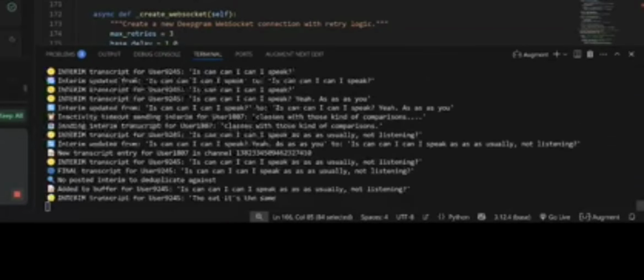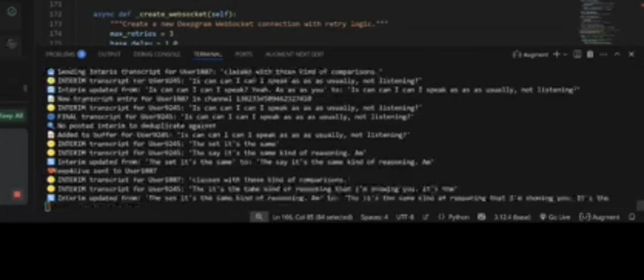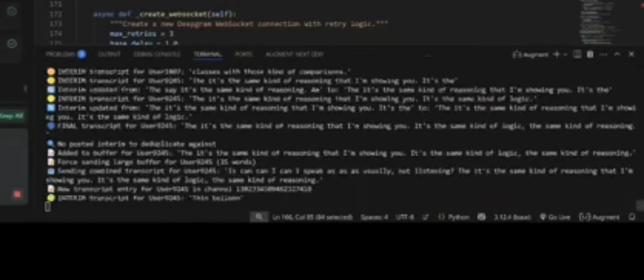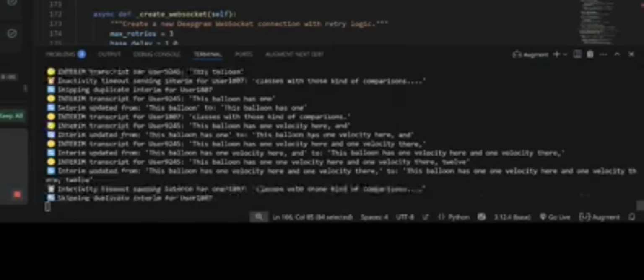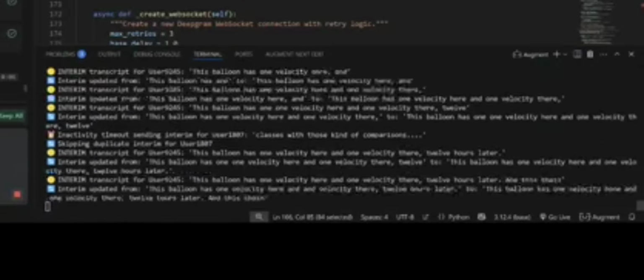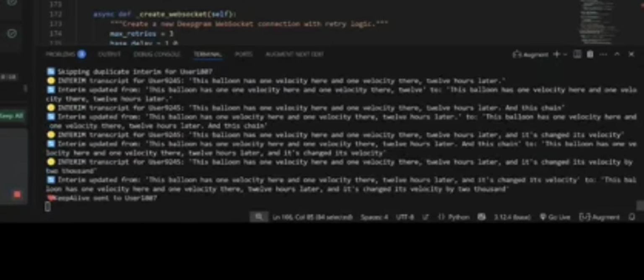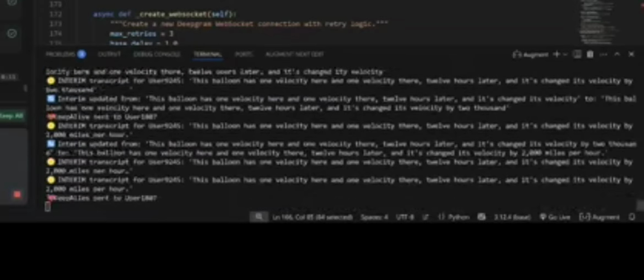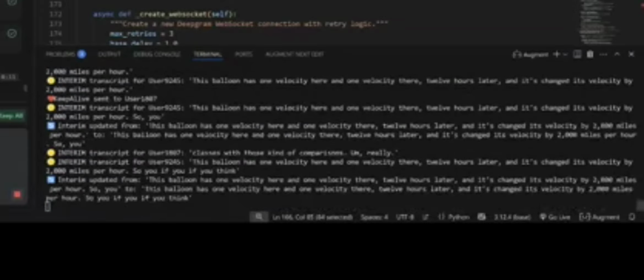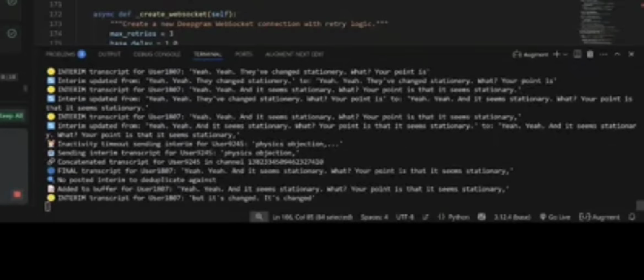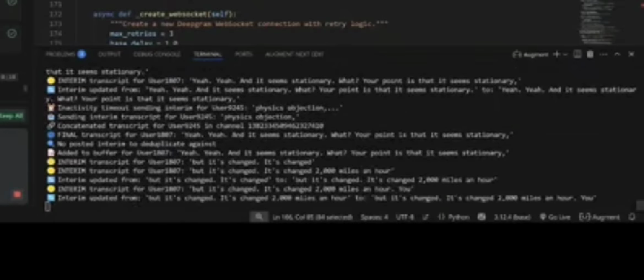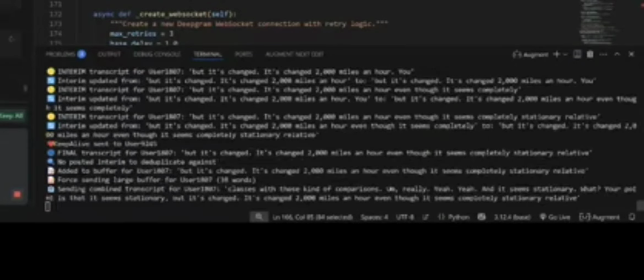It's the same kind of reasoning. I'm showing you, it's the same kind of logic. This balloon has one velocity here and one velocity there. 12 hours later, it's changed its velocity by 2,000 miles per hour. So it seems stationary. Your point is that it seems stationary, but it's changed. It's changed 2,000 miles an hour, even though it seems completely stationary relative to the person with the balloon. Is that what you're saying?